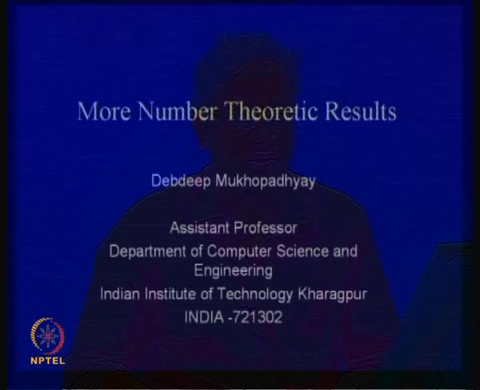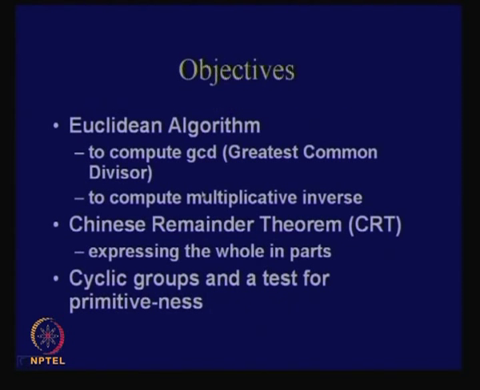Okay, so today we will study some more number theoretic results, which will be useful in our future studies of asymmetric cryptography. We will discuss two interesting and important algorithms. One is called the Euclidean algorithm, which is used to compute the GCD, or greatest common divisor, of two integers, and which is also useful to compute the multiplicative inverse. We have defined what a multiplicative inverse is.